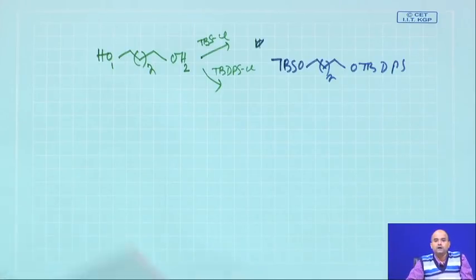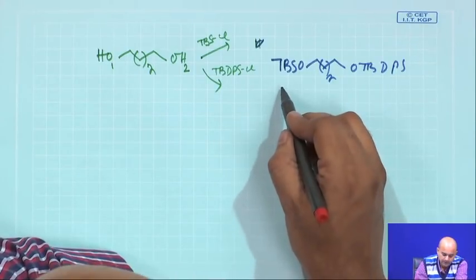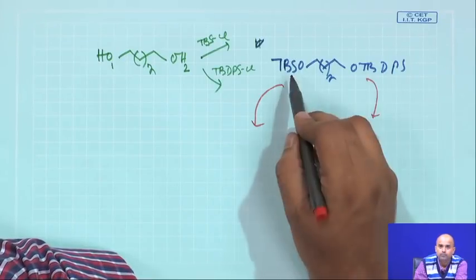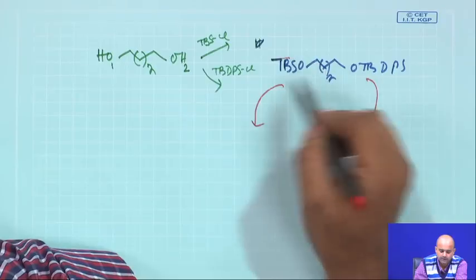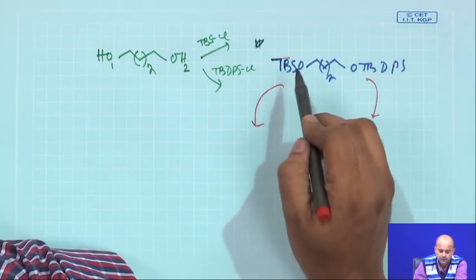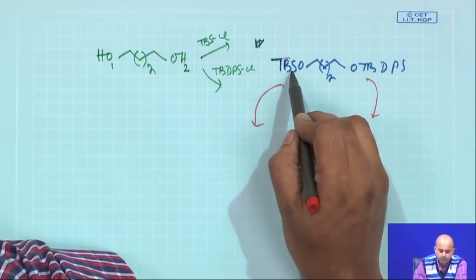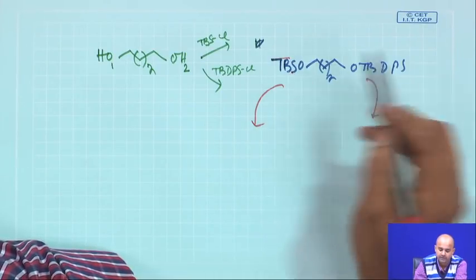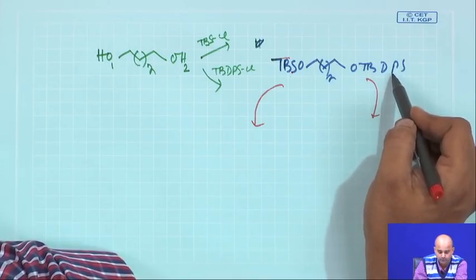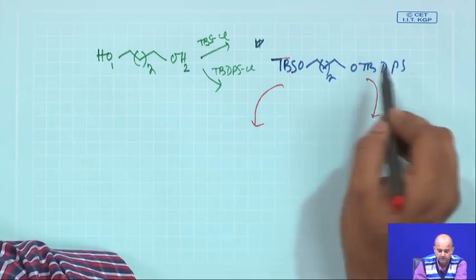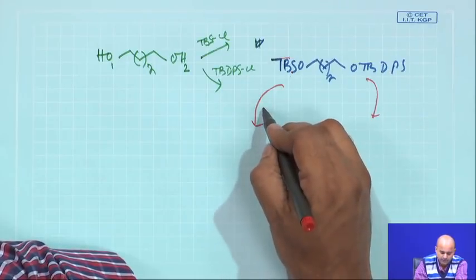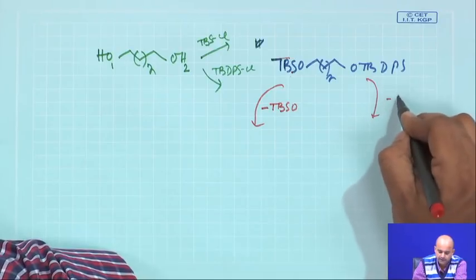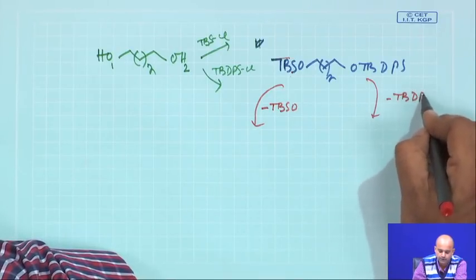Now, we will explain the concept of orthogonality. I said we will be using both protecting groups. As our next FGI, we need to first remove TBS in the presence of TBDPS and do an FGI here. Then TBDPS will be removed in the presence of TBS, and we do an FGI here. So, you basically need a selective TBS deprotection method and a selective TBDPS deprotection method.